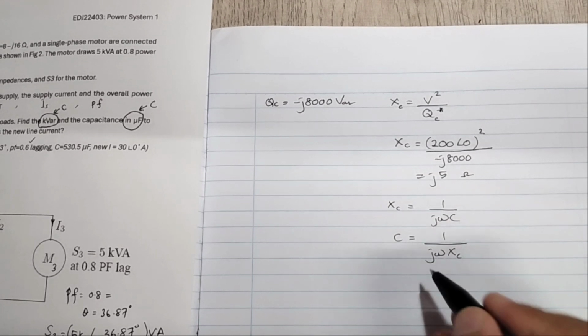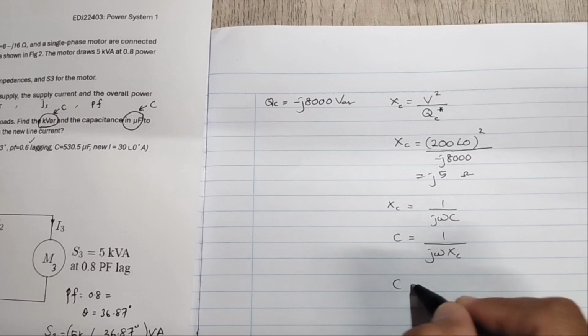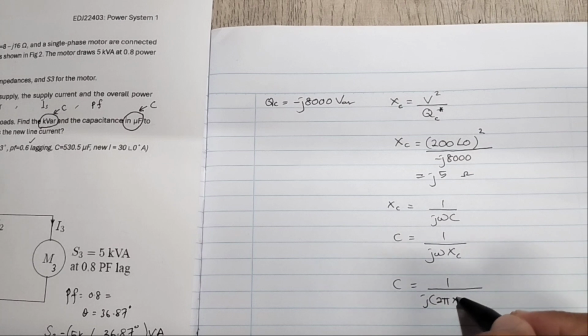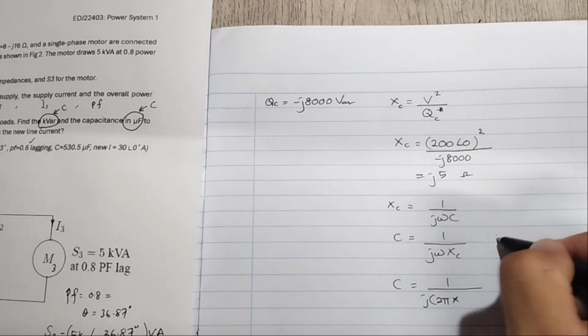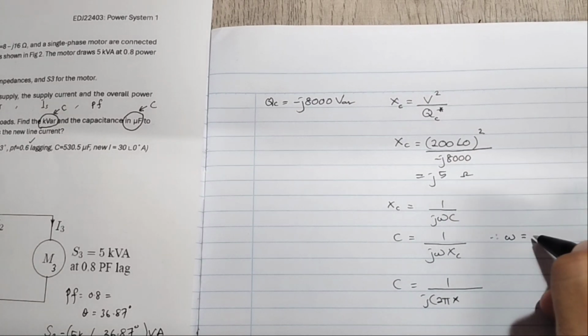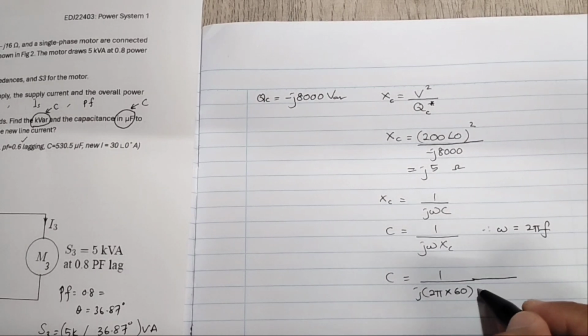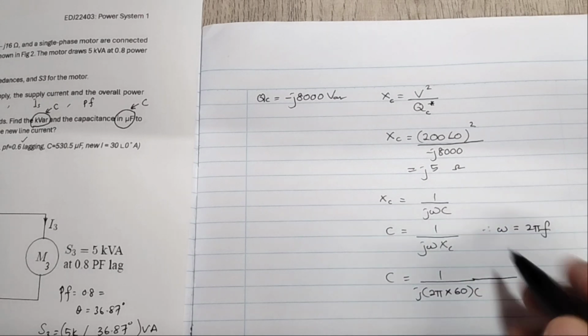Okay, seterusnya. C equal to 1 over J omega 2 pi. Sini kena hati-hati. Kalau tak diberi, darab 50 lah frekuensi dia. 2 pi f kan, omega. Omega is equal to 2 pi f. But f already given 60. Jangan lupa. Okay, darab dengan xc lah. Terus tulis.